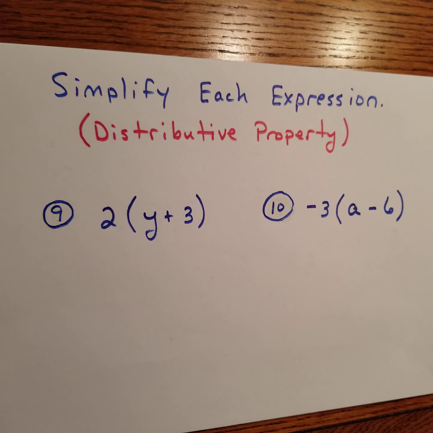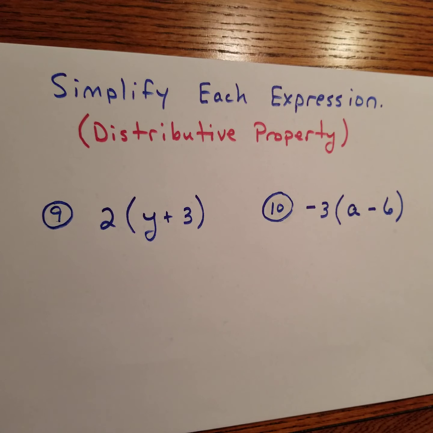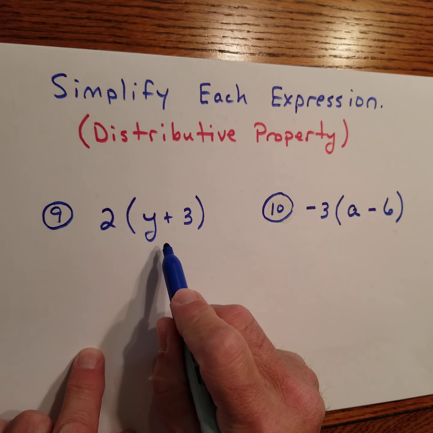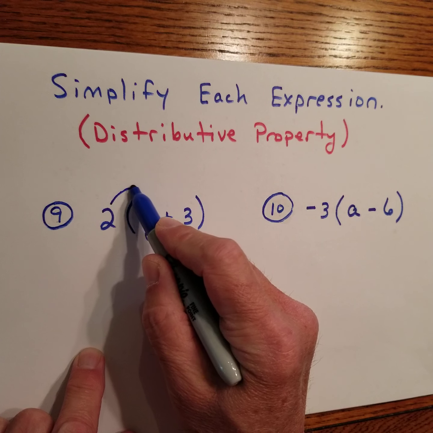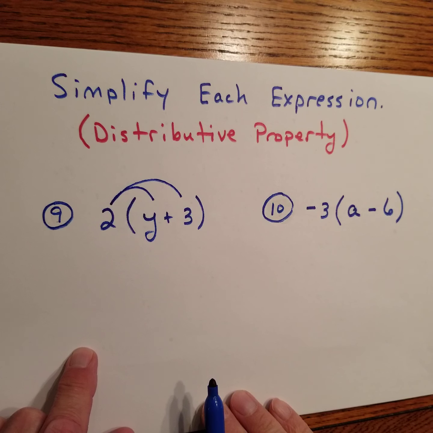The second new concept that we'll discuss today is the distributive property. Now again, our textbook just likes to say simplify. Simplify can mean so many different things. In these problems, simplify means distribute. And distribute means multiply. Take the number that is outside of the parentheses and multiply it times each of the things that are inside of the parentheses.